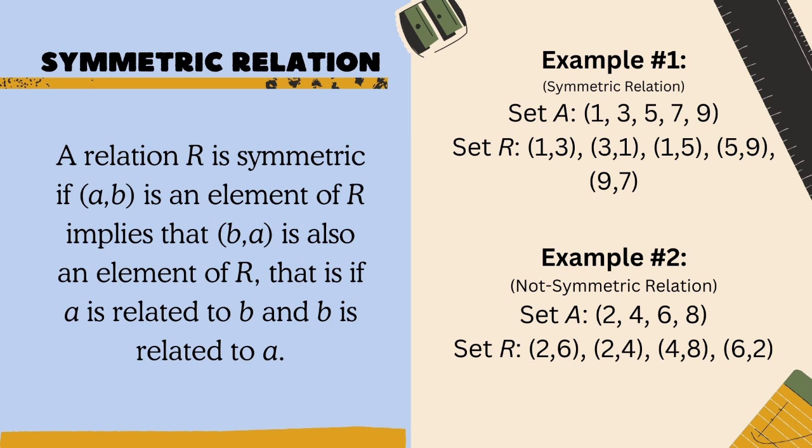Now let's go with example number 2. Set A is composed of 2, 4, 6, and 8, while set R is composed of 2 and 6, 2 and 4, 4 and 8, and 6 and 2. This example is not symmetric relation because not every set in set R is related to the set before them. 2 and 6 is related to 2 and 4, 2 and 4 is related to 4 and 8, but 4 and 8 is not related to 6 and 2.